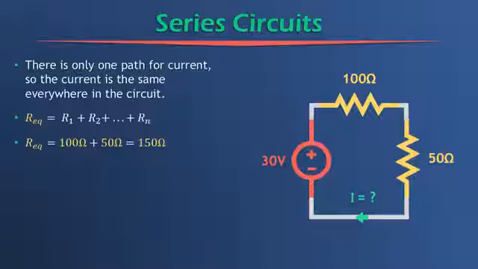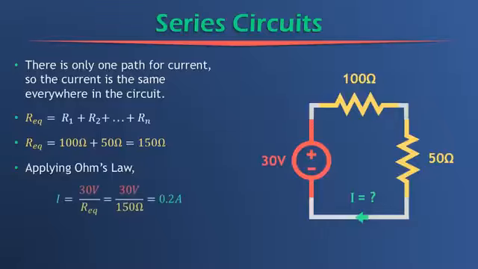And now that we know the equivalent resistance, basically we can rewrite these two resistors as one resistor. Then we could solve for the current just as we did previously. So applying Ohm's law, we see that the current is equal to 30 volts, the source voltage, over the equivalent resistance of 150 ohms. So dividing 30 by 150 gives us 0.2 amps.